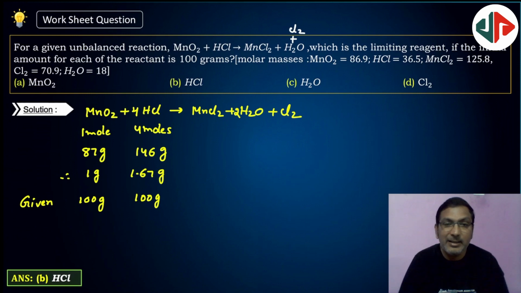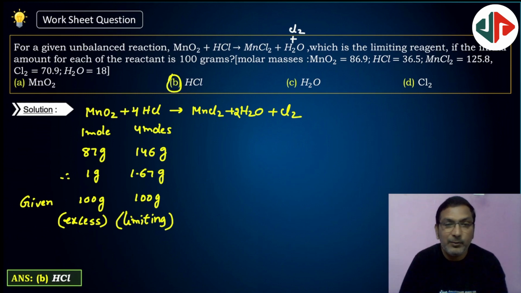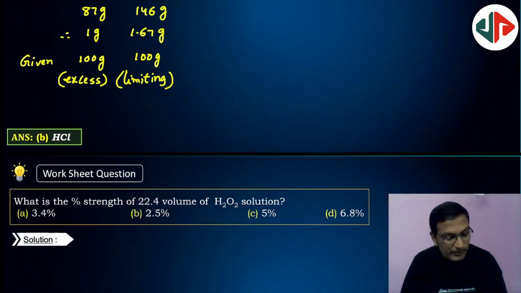But 167 is not present. Therefore, HCl becomes limiting, and MnO2 becomes the excess reagent. Simple. Option B. For 100 grams of MnO2, 167 grams of HCl is required, and 167 is not present, therefore HCl is limiting. Limiting reagent means which is totally consumed in a chemical reaction, totally reacted. Excess means which is left after completion of the reaction. Next.